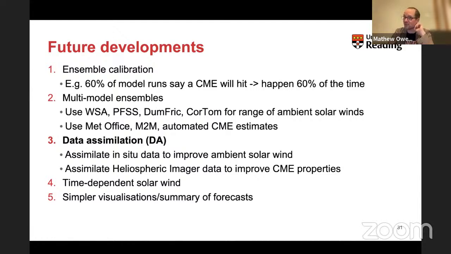I really want to do multi-model ensembles. This is where we take all the different sources of information, all the different coronal models, all the different estimates of CME parameters, and you fold them all in together. Instead of saying, here's our WSA GONG forecast, and here's our Dumfric HMI forecast, and here's our coronal tomography forecast, bring those all together and fold in all the uncertainties. And we've got a lot of the machinery in place for that, but it's hard to do right.